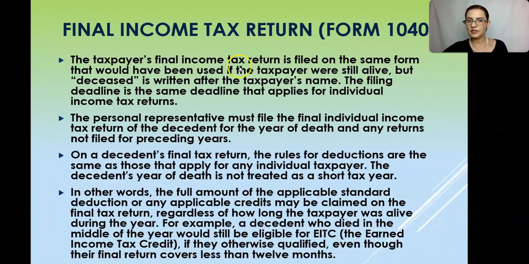The taxpayer's final income tax return is filed on the same form that would have been used if the taxpayer was still alive, but deceased is written after the taxpayer's name. And I'm going to show you what one looks like, because many times these can't be e-filed. Many times they have to go in on paper. The IRS just can't process these. And that's especially true if the tax return is delinquent.